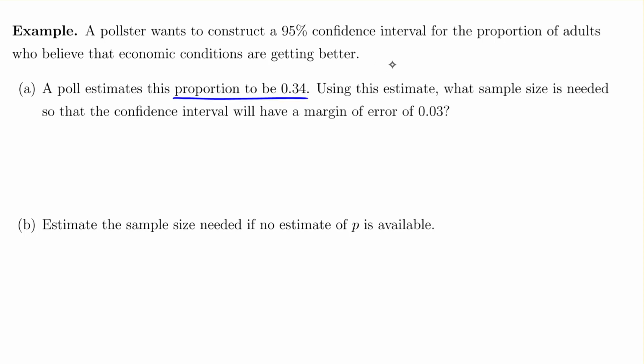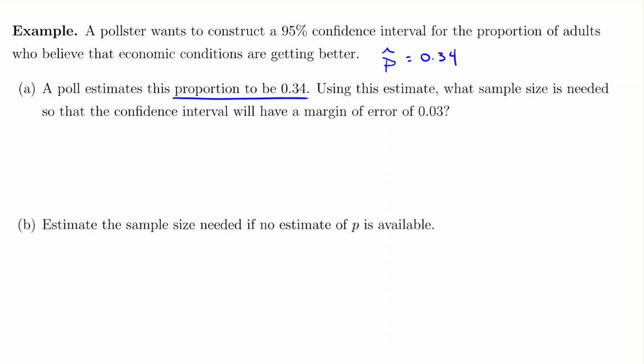And in fact, the proportion estimated is 0.34 from this survey. So my p-hat, sample proportion, is 0.34. Based on this estimate, what sample size is needed? So the confidence interval will have a margin of error of 0.03. So in this case, I'm not actually finding the confidence interval, I'm finding the sample size needed for a given margin of error at a 95% confidence level.